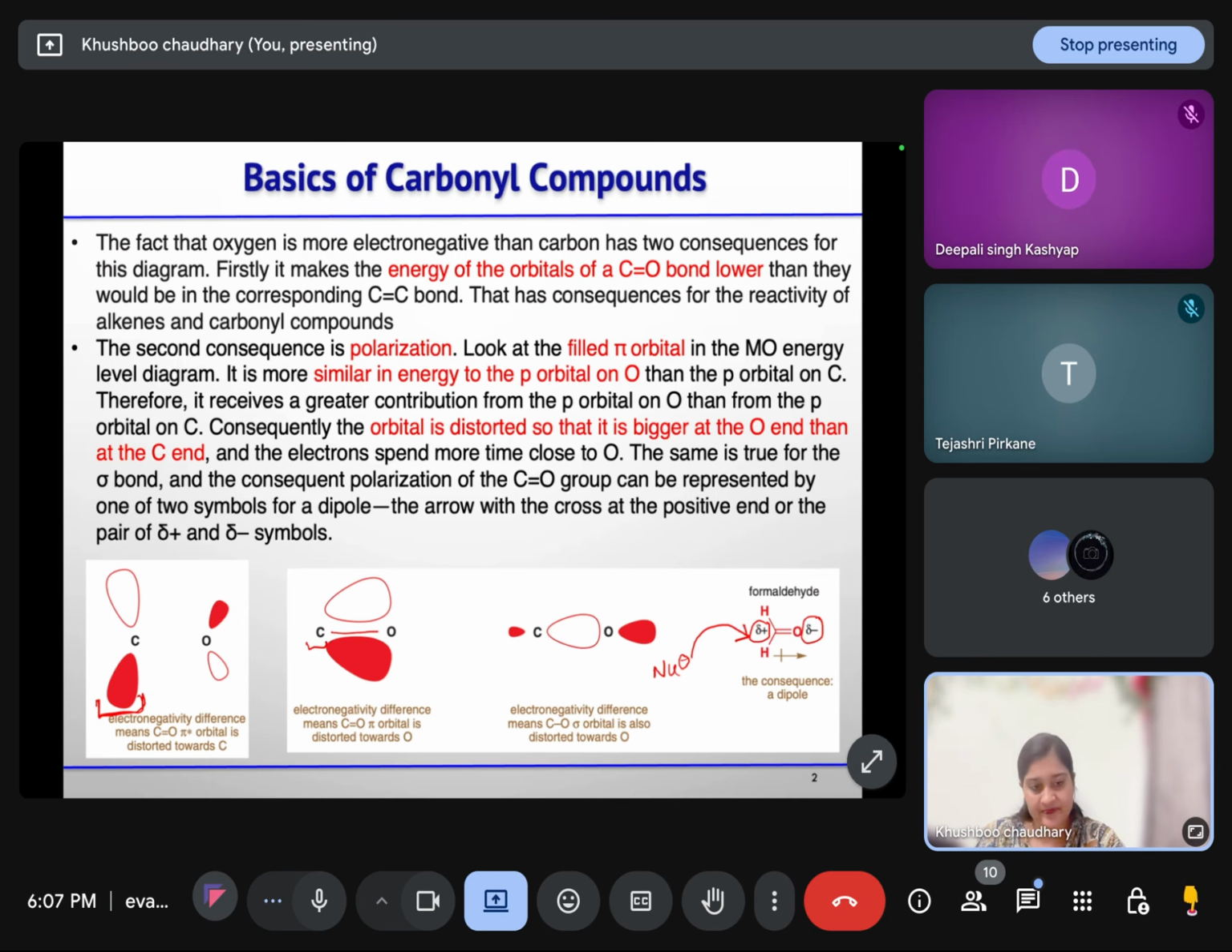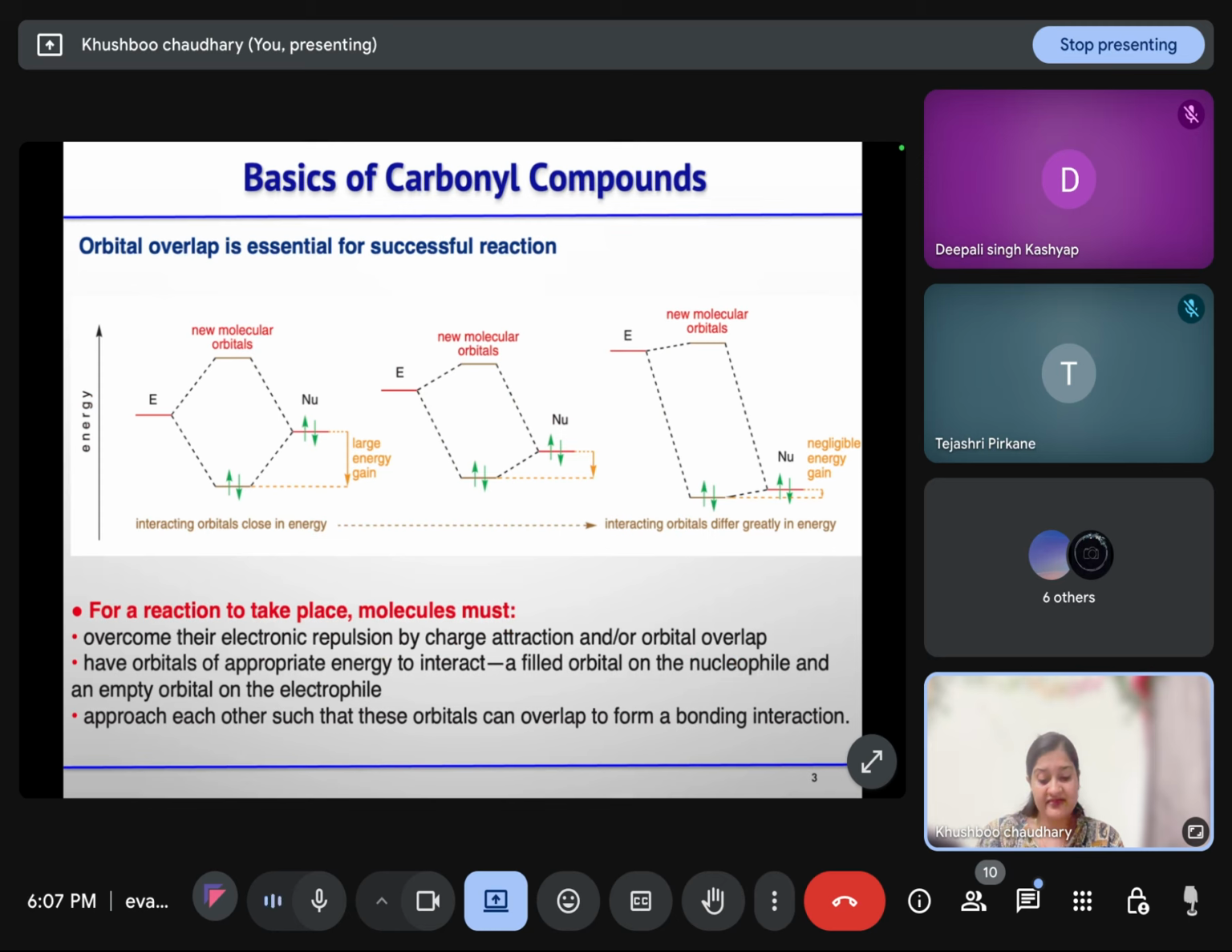Okay, so now when a reaction is taking place, for orbital overlapping to take place, there are three possible conditions. Your electrophile and nucleophile do not have much energy difference, and when they interact with each other, the new molecular orbitals formed have a large energy gain. This is one of the conditions.